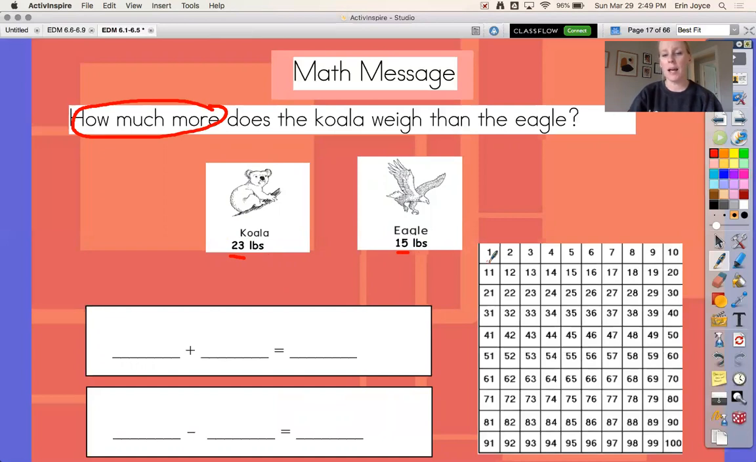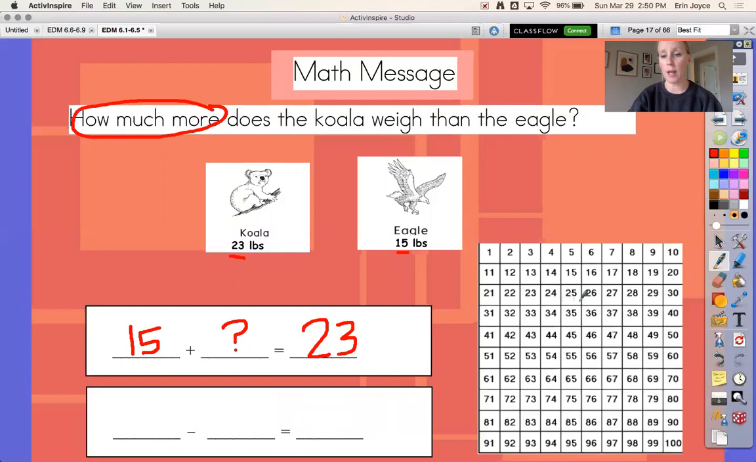Well, I told you that my brain went to subtraction first, but I'm going to solve this with addition. So here's where I'm going to start. I'm going to write down what I know. I know that the eagle weighs 15 pounds. I'm going to write that over here. 15 pounds is how much the eagle weighs. And I'm trying to figure out how much more it would be if the eagle weighed the same as the koala. I know that the koala weighs 23 pounds. So how much more is it to get from 15 to 23? That's the work that I'm doing.